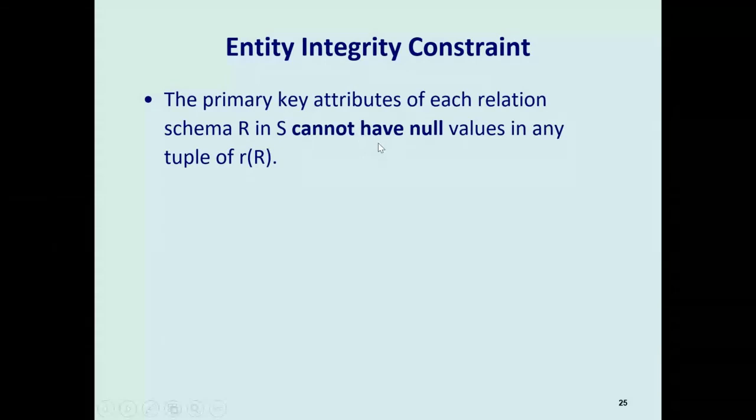The reason is very clear. If you allow a null value, meaning you don't have any value in the primary key field, then you are no longer able to uniquely identify each record. If 2 records both have null values in the primary key field, you won't be able to distinguish them, because primary key values are considered the identity for each record or tuple. So the entity integrity constraint requires no null values in the primary key field. This is very simple.